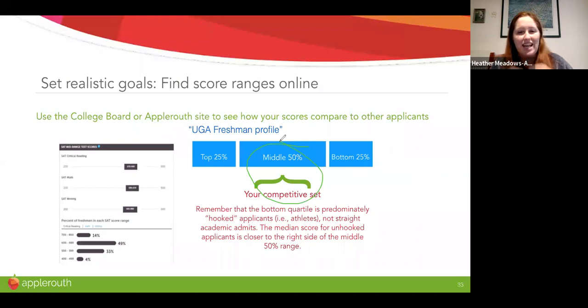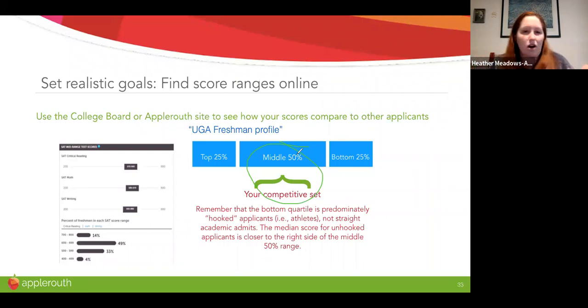That's your competitive set. The bottom 25% of students are either athletes or people who gave a bunch of money to the school. They are unrelated, right? Unless you have a bunch of money going to the school, we probably want to be in this middle 50%. The top 25, again, are just the very, very top range. We don't need to be in the top 25 to have a good chance of getting in. Again, middle 50th percentile, that's where you want to be. You want to be solidly in there or up higher, right?